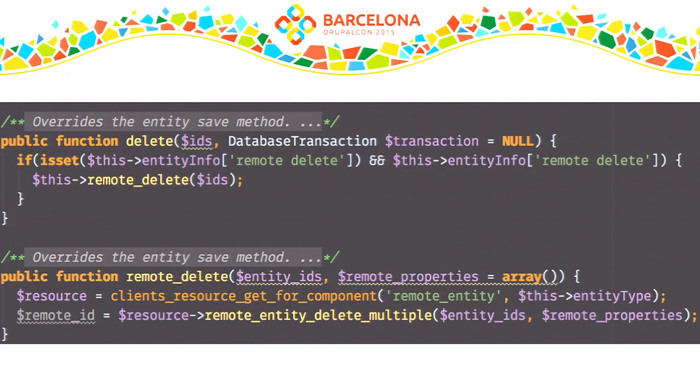Similarly, we have a delete method. Once again, you can see here's that property where we actually check to see if remote delete is even allowed. Then in the case that it is, we then call our remote delete method and allow it to happen.